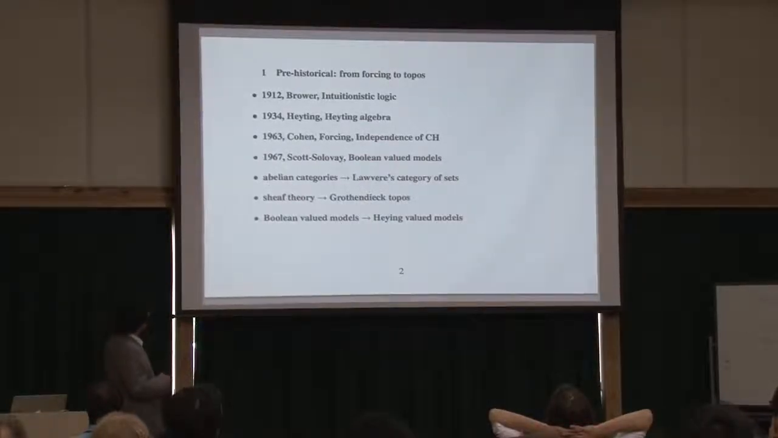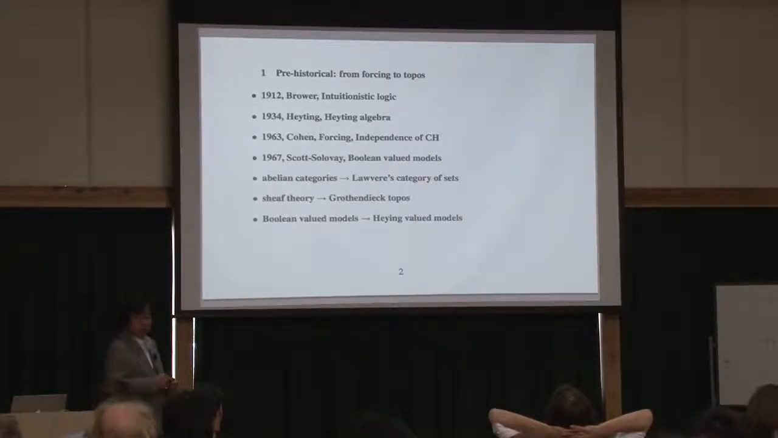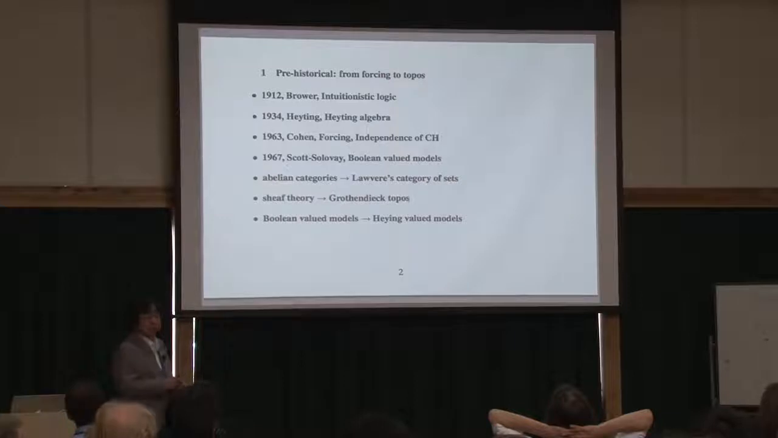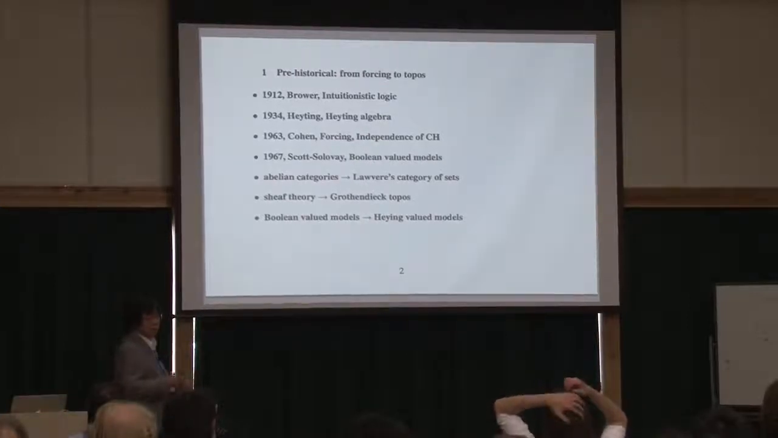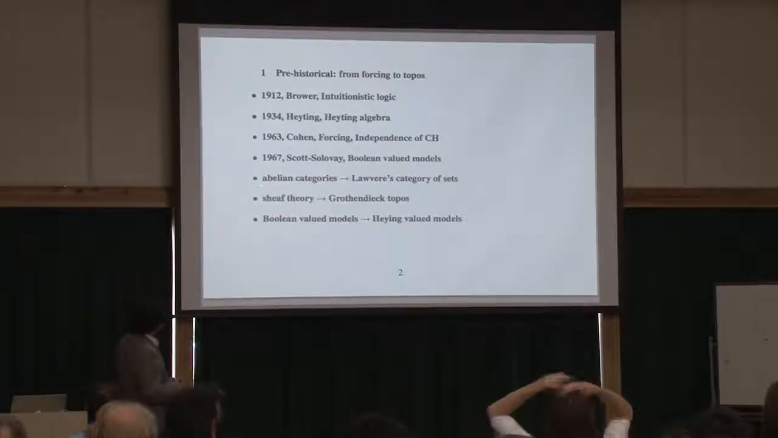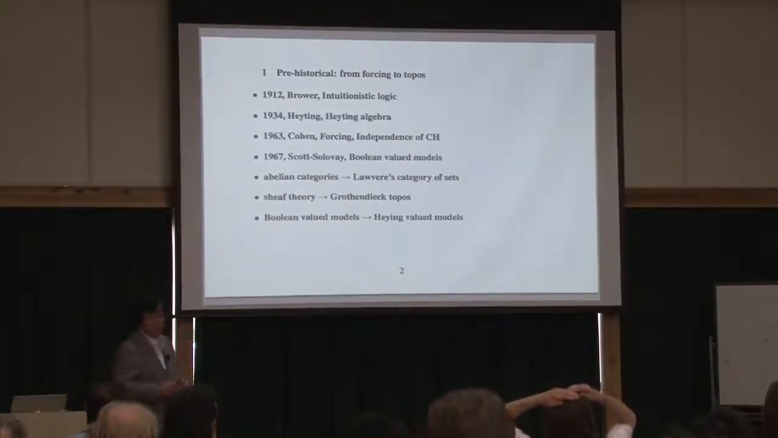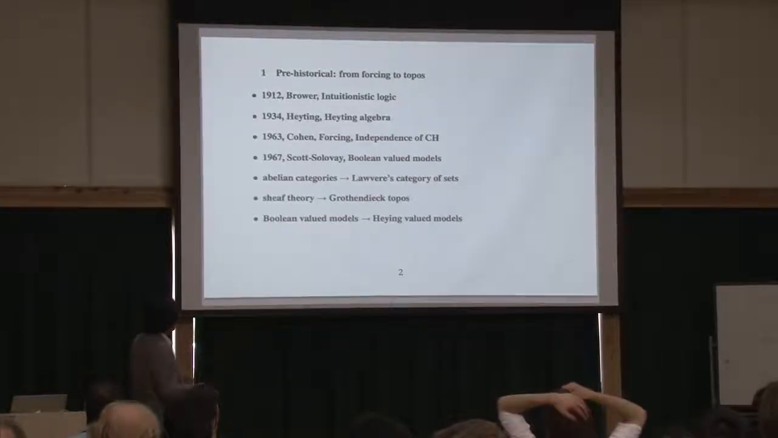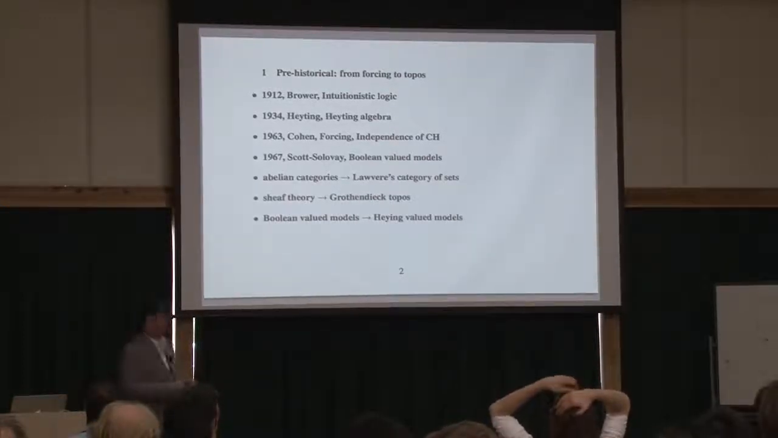And then in 1967, Scott and Solovay reformulated Cohen's method of forcing in a much more tractable way, which is the Boolean valued models of set theory. Models of set theory for which the semantical logic is a Boolean algebra. From this, there are three big streams that converge to topos theory.